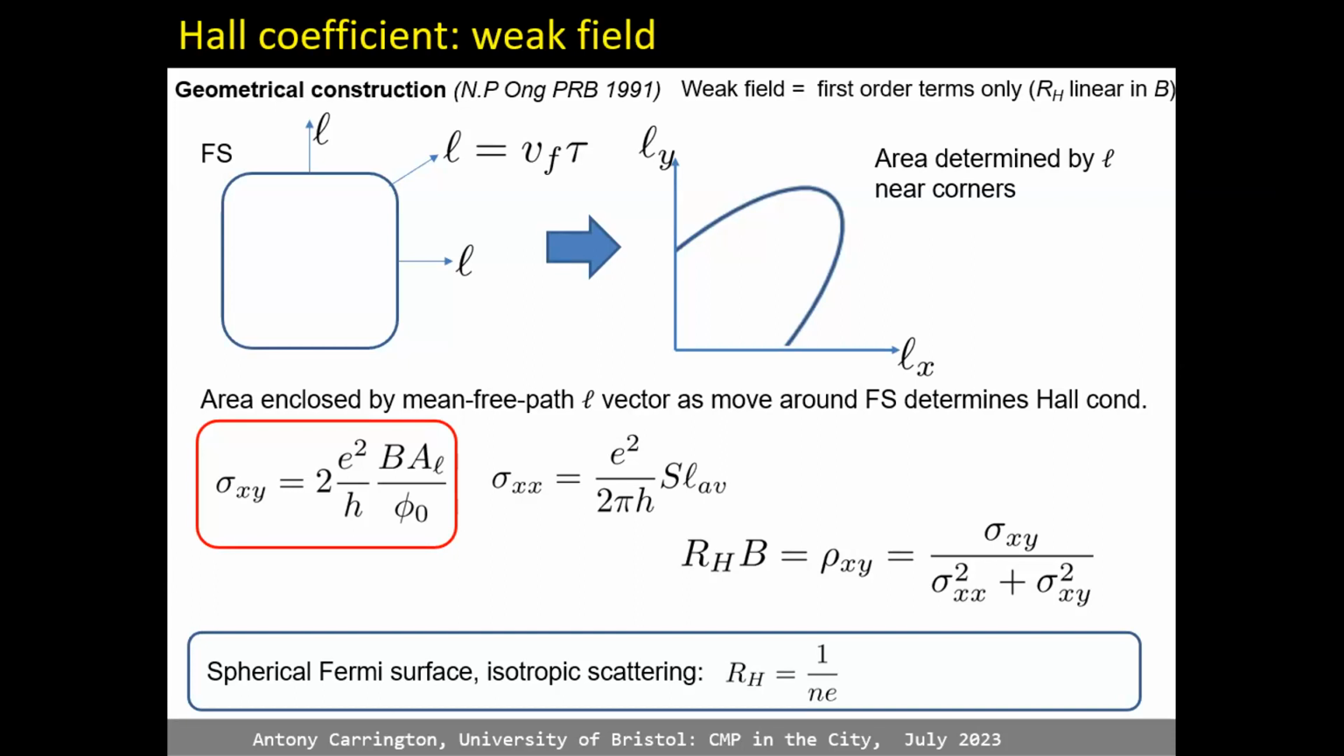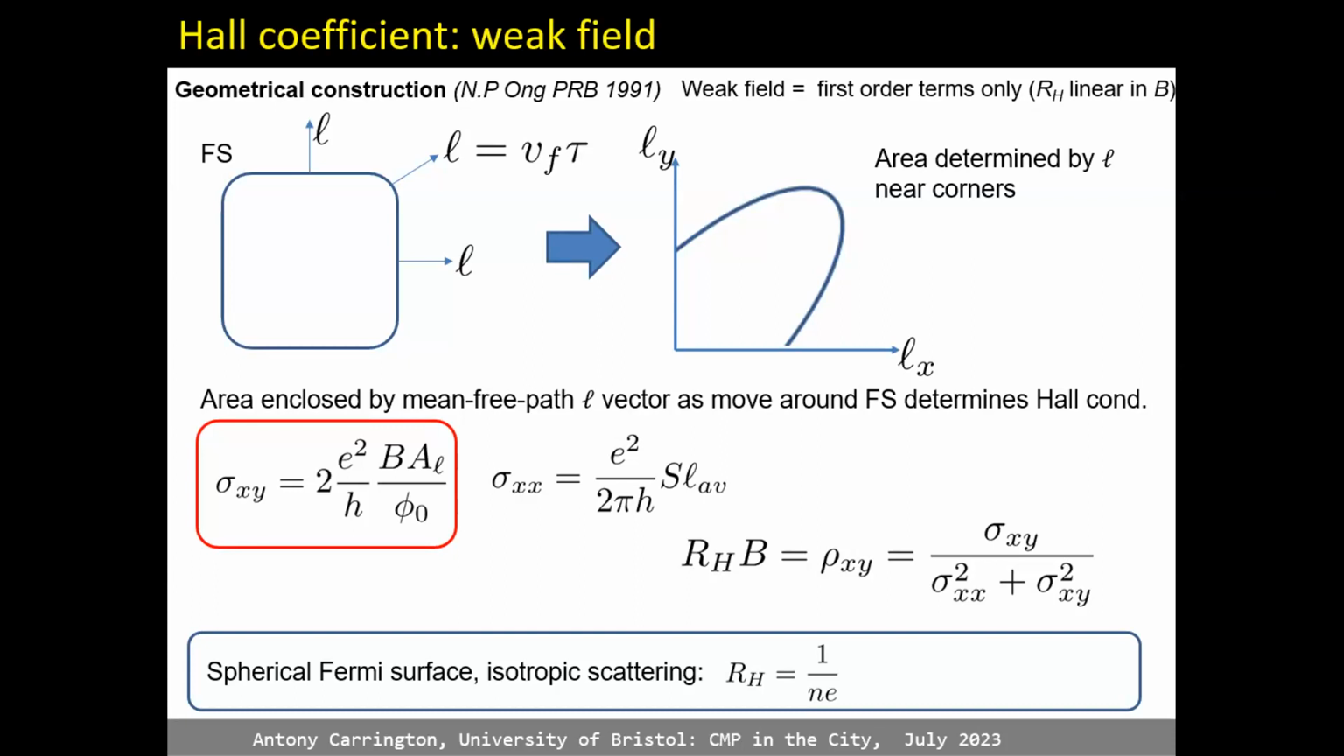And sigma xx, which is the longitudinal conductivity, is just the average of this l as we go around the Fermi surface. So s in this case is the circumference essentially. And then once you've got these two components, you can work out the Hall resistivity, which is just sigma xy over sigma xx plus sigma xy squared. And in the low field limit, you can forget that. So it's just this over this.